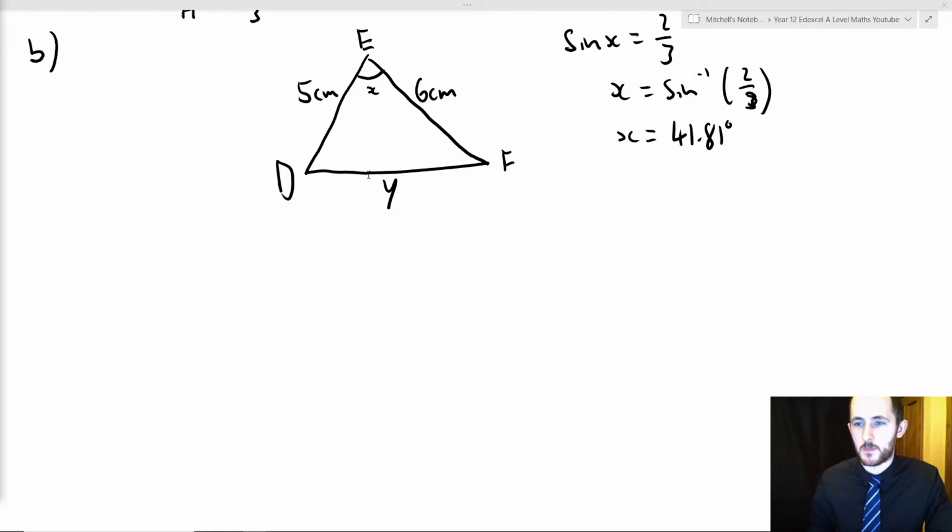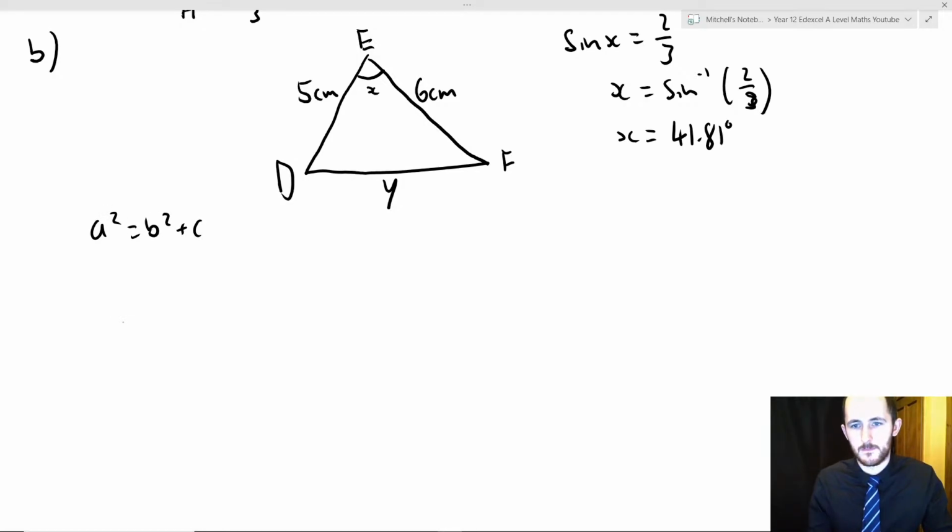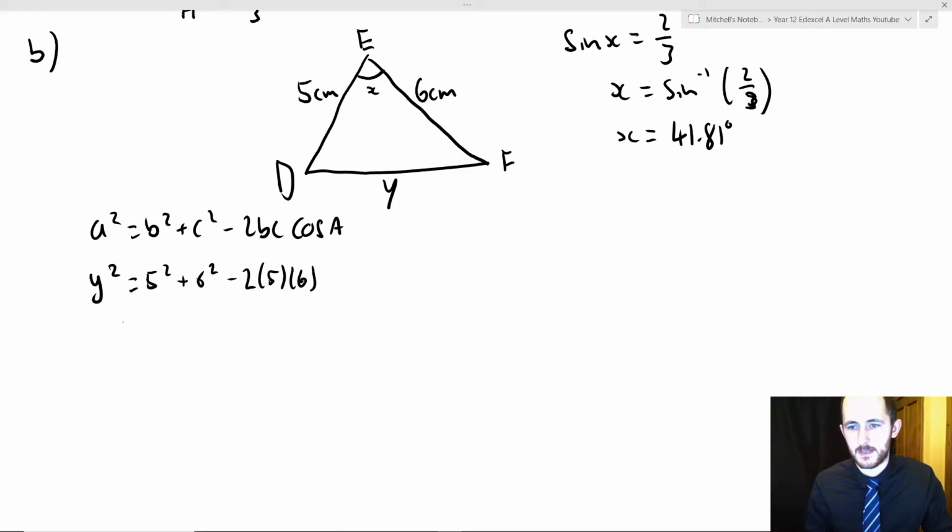Yeah, just working out DF. So we have two sides and the angle between them. We want to work out the third side. So that means we're going to be using, again, the cosine rule. Again, classic. So in this case, my a squared is y squared, and b squared doesn't matter which way around we do it. 5 squared plus 6 squared minus 2 times 5 times 6 cos 41.81. And then all we need to do is square root it and get our value.